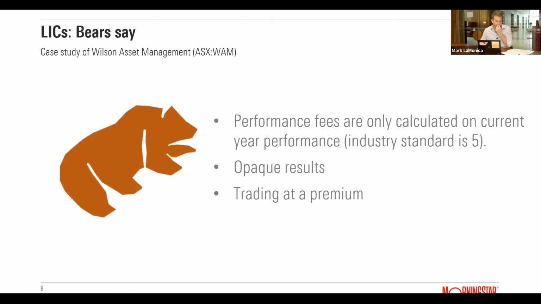Here's a simplistic example that I wrote down. Let's say the ASX is flat over a 2-year period. For year one, the net tangible assets were $100 and they went down to $95. Well, okay, it went down. I didn't beat my benchmark. There's no performance fee. Let's say the next year, the ASX is just flat.